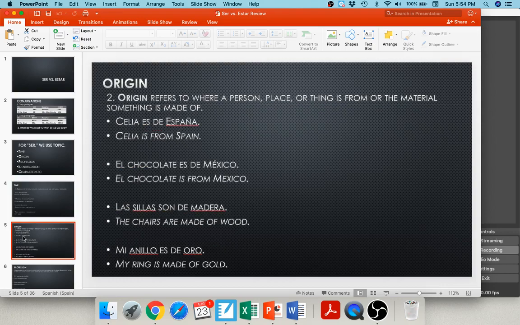The O in TOPIC stands for origin, and generally when you're talking about origin, you're talking about where an individual is from, right? However, you can also talk about the material from which something is made. A good example of that is las sillas son de madera. The chairs are made of wood. Literally, the chairs come from wood. Or el chocolate es de México. The chocolate is from Mexico. That's its origin. But generally speaking, we use this when referring to people and their origin. So, Celia es de España, por ejemplo.